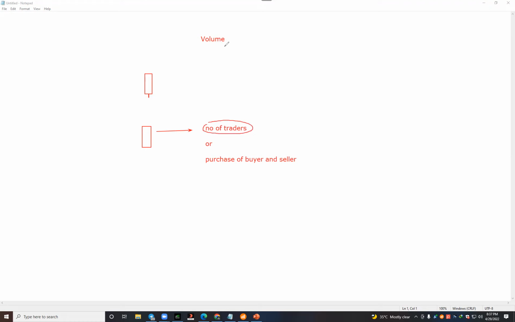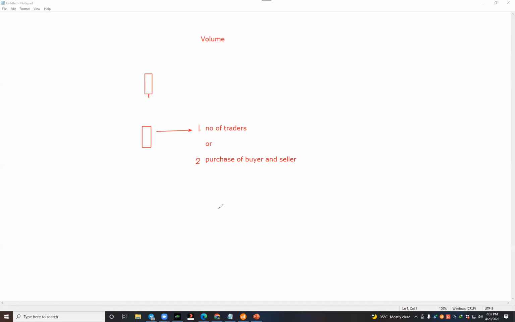There are 2 points, right? Number 1 point is this one. Number 2 is this one. Only one is correct. Which is correct? I think number 2, sir. Number 2, purchase of buyers and sellers. Even if 1 million traders purchase, the quantity which is purchased will be counted.